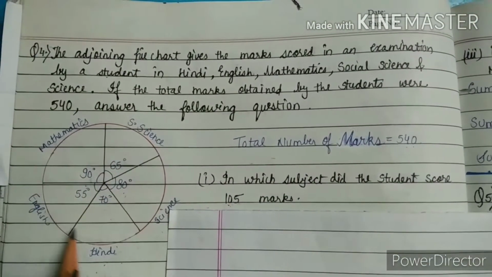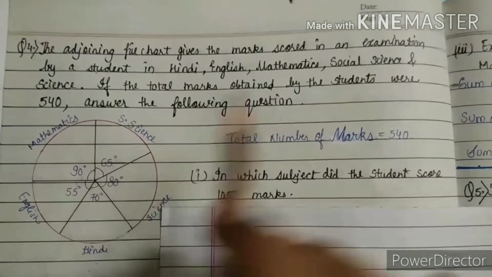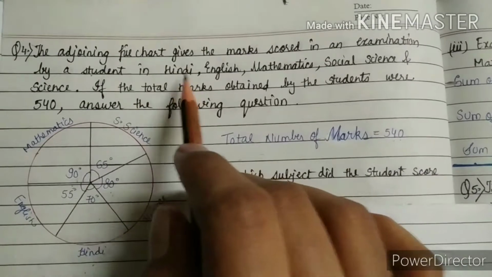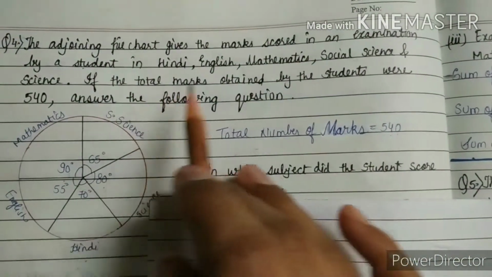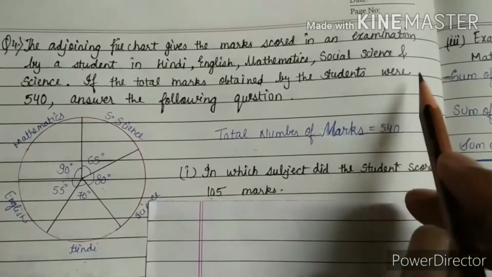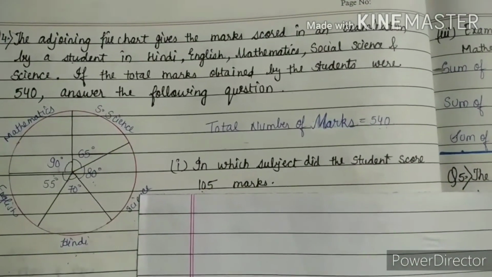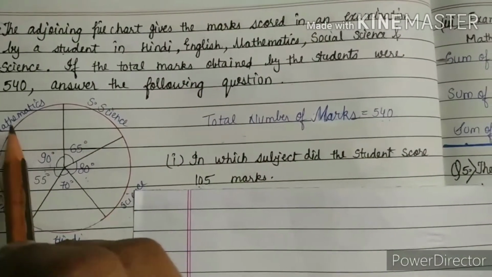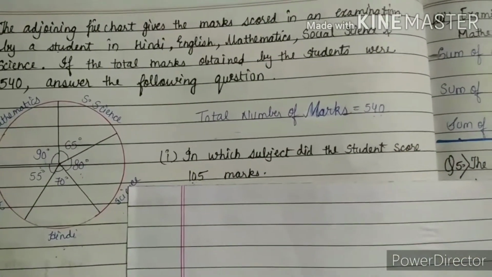It means the pie chart is showing the marks that one student got in the examination in the subjects Hindi, English, Mathematics, Social Science and Science. If the total marks obtained by the student were 540, answer the following questions. It means after adding the marks of all subjects, he got total marks of 540.